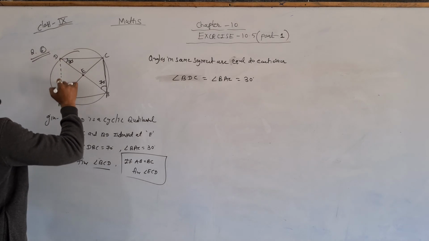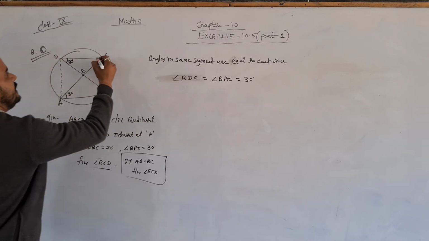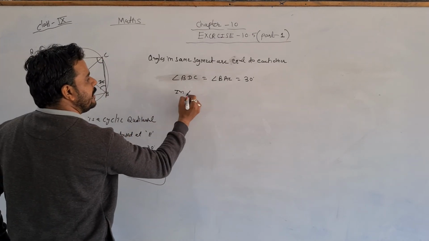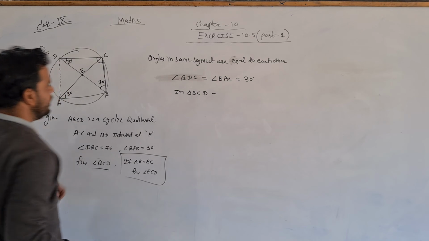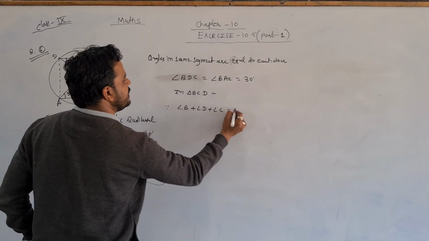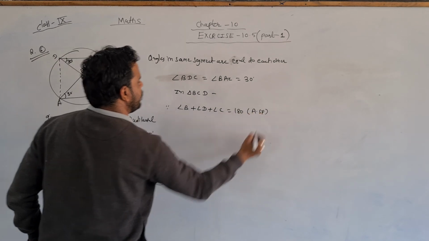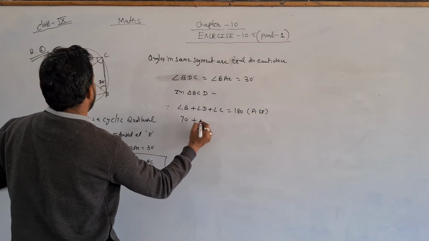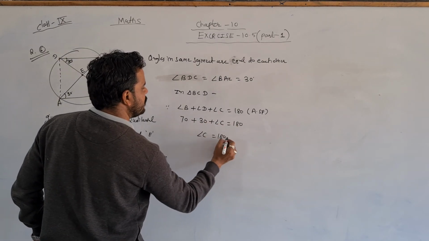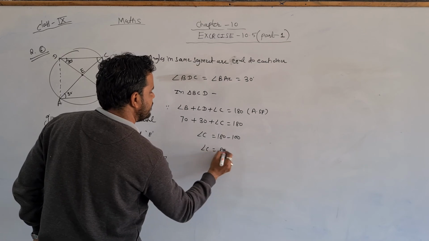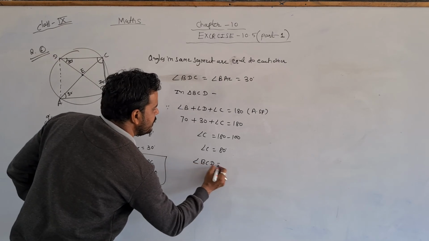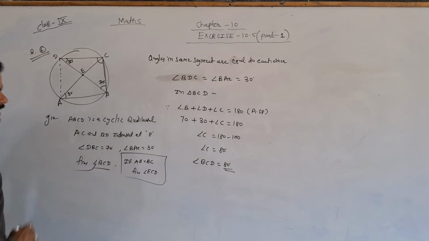Now again we have to join this line. So now we can find this angle with the help of the angle sum property in triangle BCD. So in triangle BCD, by the angle sum property, angle B plus angle D plus angle C is equal to 180. Angle B is given 70, angle D is given 30, and angle C we have to find. So angle C is equal to 180 minus 100. Angle C is equal to 80, and the name of angle C is BCD. So angle BCD is equal to 80 degrees, and this is our first answer.